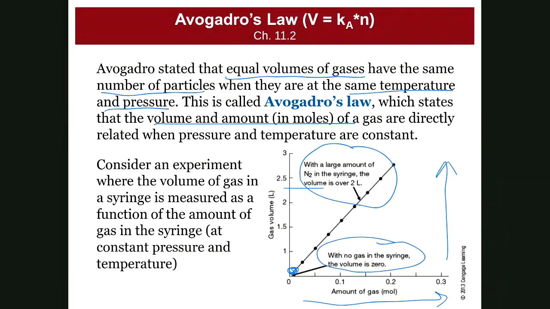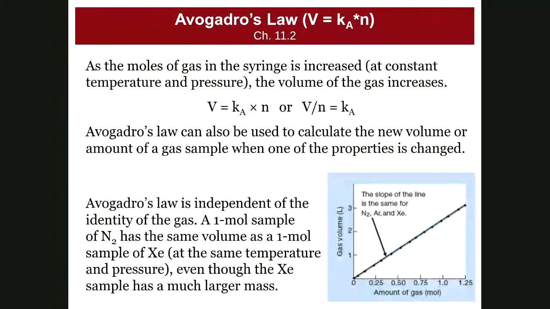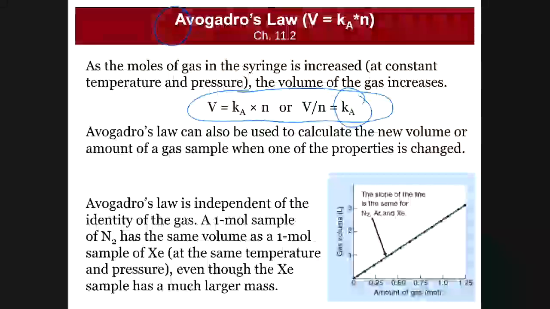So there's nothing taking up the volume. All right, so let's see a little bit more about that. As the moles of gas in a syringe are increased at constant temperature and pressure, the volume also increases. So this is the same as what we saw with temperature. So volume is proportional to moles of the gas. So they are related by this constant, Ka, for Avogadro. So just like temperature, V over N is equal to a constant.